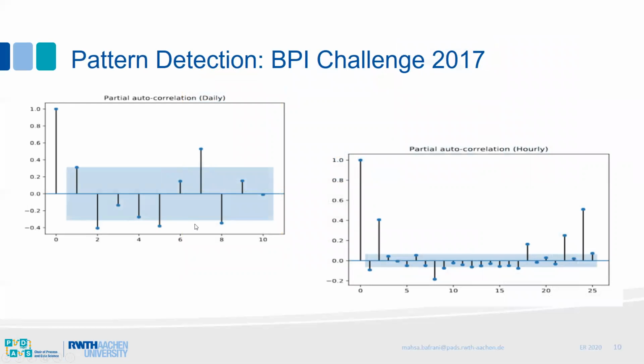For example, here you can see it in BPI Challenge 2017, an example where every 7 days we have a regular pattern in arrival rate. It means that every 7 days we have a periodical pattern that happens in our process.